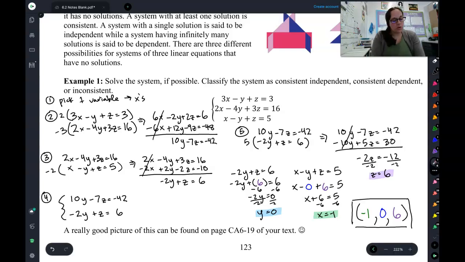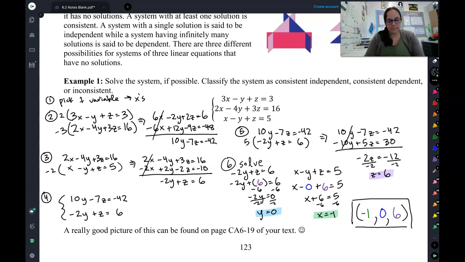One last review, we picked a variable, picked a pair of equations, eliminated that variable, picked another pair, eliminated that variable, wrote out the 2 by 2 that gave us. We solved that 2 by 2, and then step 6, we solved for everything else. So let's try that again in the next example in the next video.